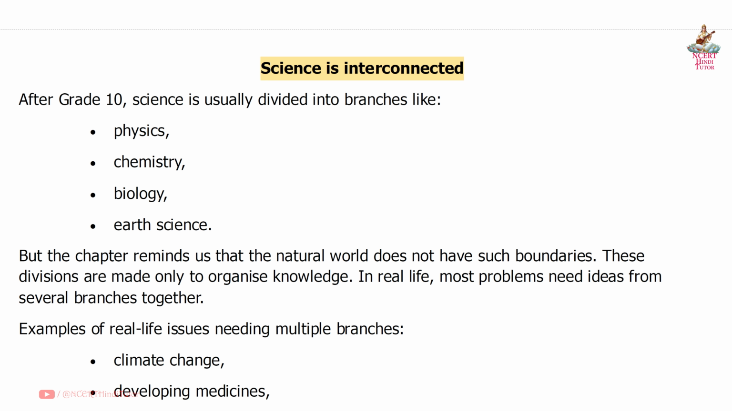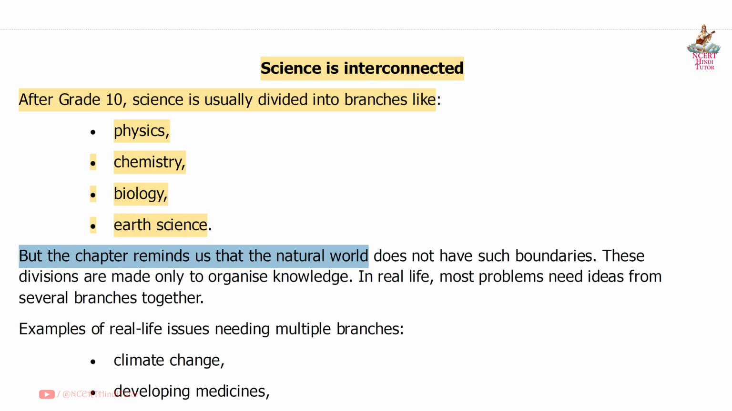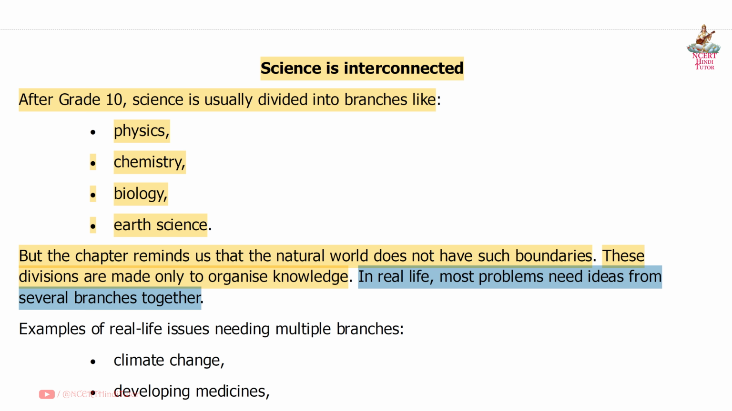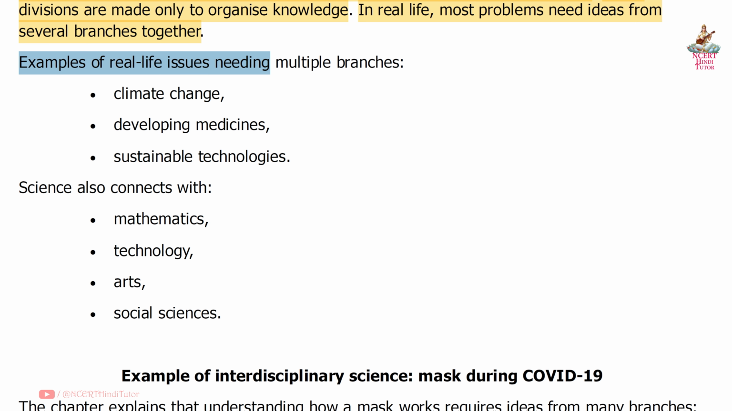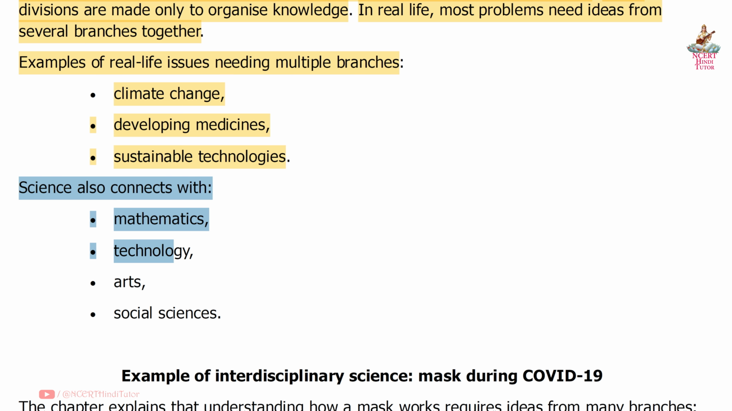Science is interconnected. After grade 10, science is usually divided into branches like physics, chemistry, biology, earth science. But the chapter reminds us that the natural world does not have such boundaries. These divisions are made only to organize knowledge. In real life, most problems need ideas from several branches together. Examples of real life issues needing multiple branches: climate change, developing medicines, sustainable technologies. Science also connects with mathematics, technology, arts, social sciences.